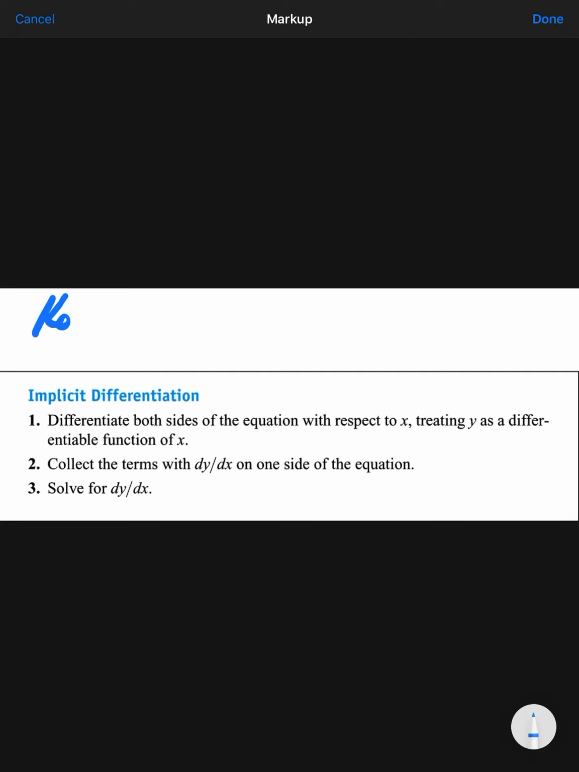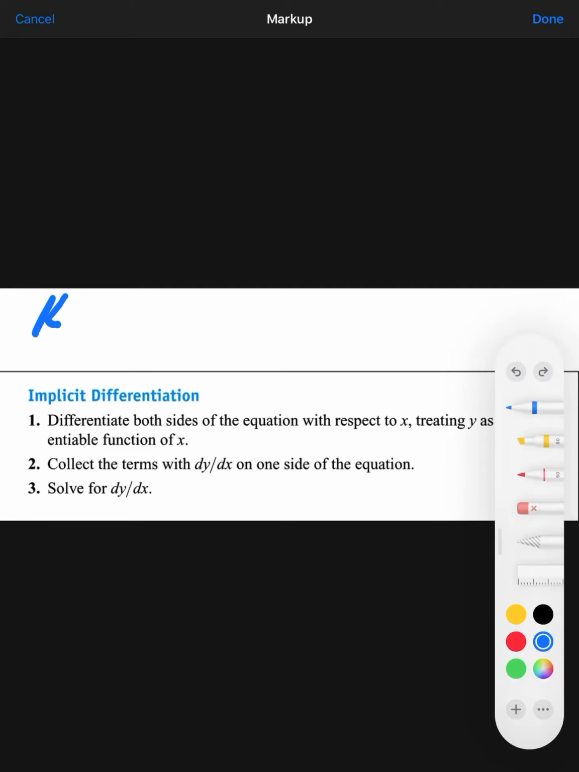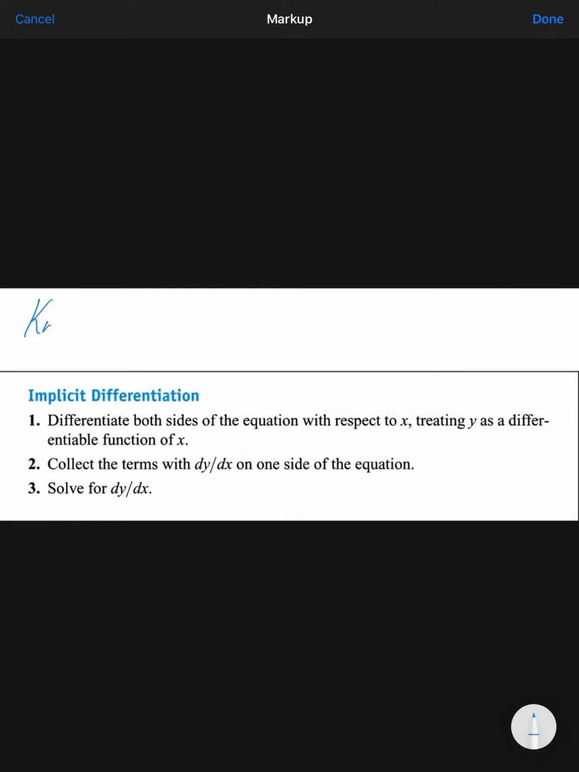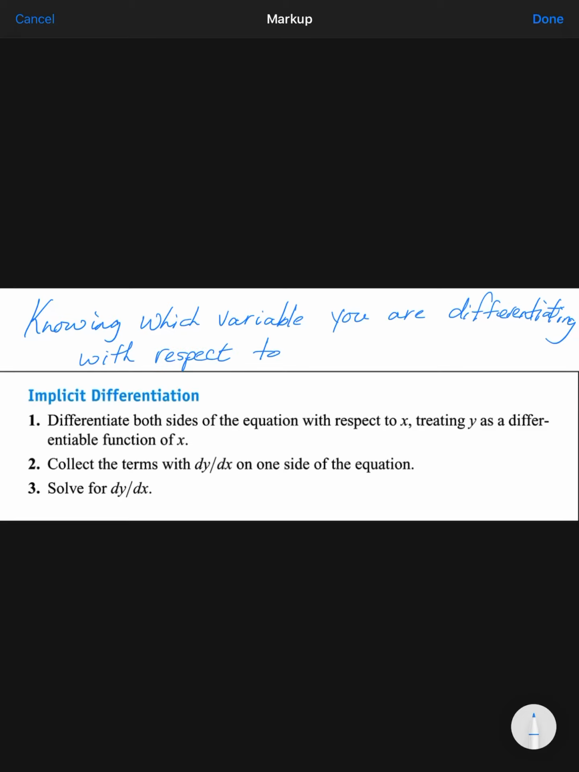Whenever you're doing implicit differentiation, the key to implicit differentiation is knowing which variable you are differentiating with respect to.